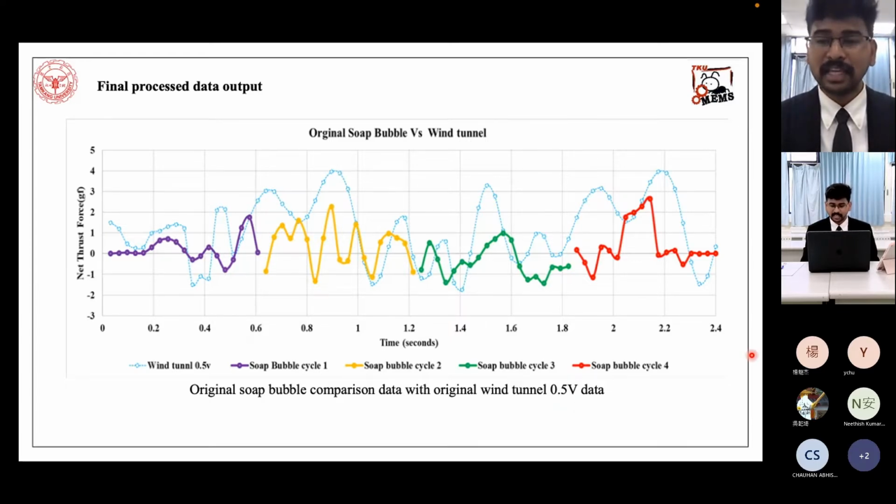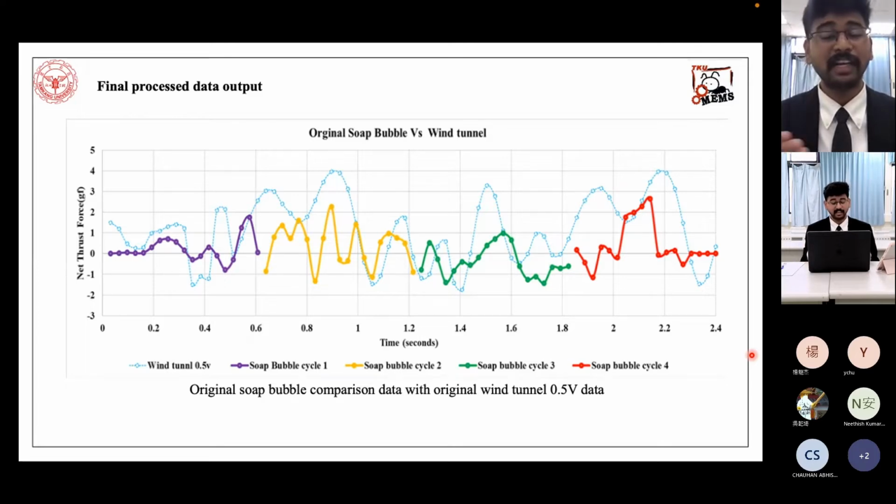As we can see here, this is the comparison of the original wind tunnel data with the soap bubble data after reduction of my noise. The main important point while comparing the data is that both the patterns should follow the input voltage and the flapping with the wind speed. In my case, the driving voltage is only 0.5 volt, because if you increase the voltage, the frequency increases, which can lead to breakage of my soap bubble.